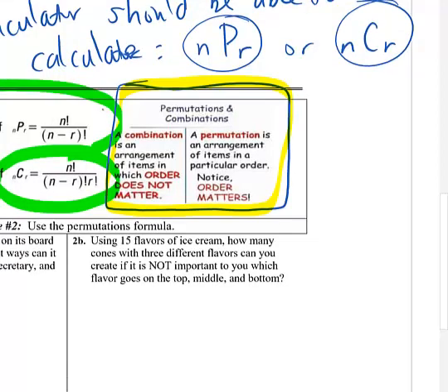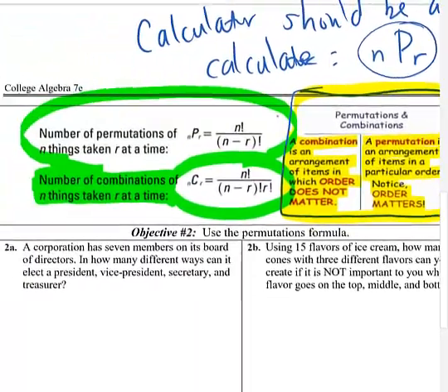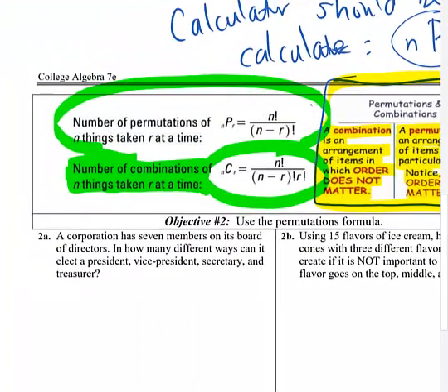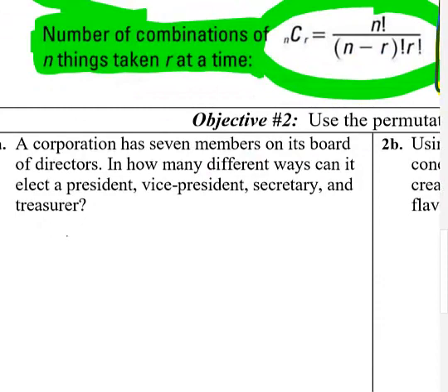So a combination, it says on the left, is an arrangement of items in which order does not matter. And a permutation is an arrangement of items in which they have to be in a particular order, and order matters. Right now it might not make much sense, but when you see the examples, you'll know what they mean by order. So the only thing we have to do is figure out, does order matter in all these, and then we'll know which of those to use. Does order matter? That's our first question.